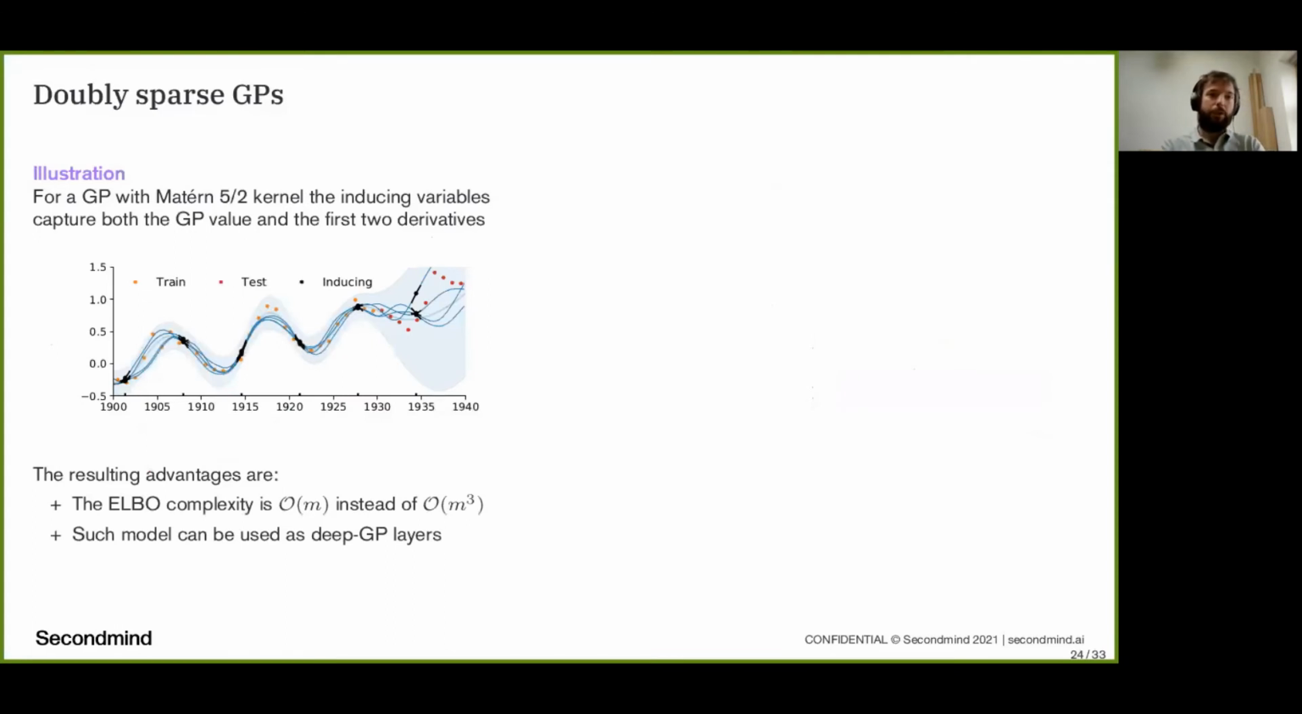So here's an illustration with a Matern 5/2 kernel. In this case, the inducing variables are the GP value, the value of the first derivative, and the value of the second derivative. Those are represented in black here, as a Taylor expansion of the GP at this location. With these settings, the ELBO complexity, which is usually cubic in the number of inducing variables, becomes linear in the number of inducing variables. And these models can also be used as layers in deep GPs. So that's one way to make deep GPs benefit from the Markov property.